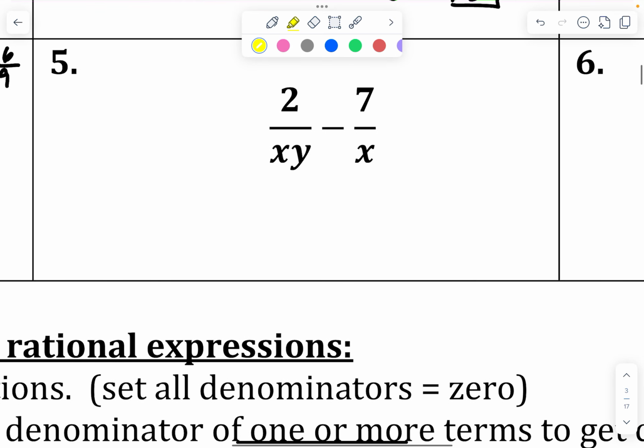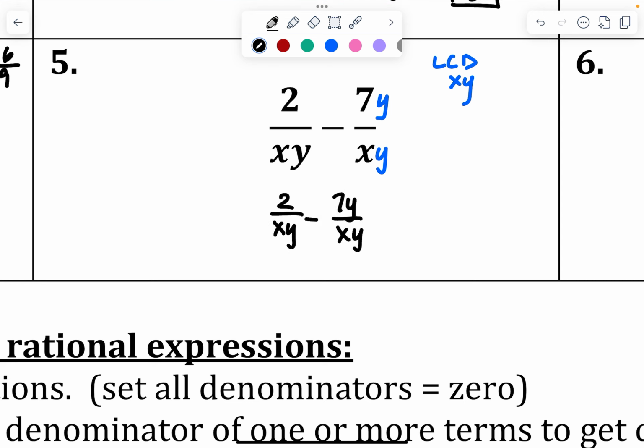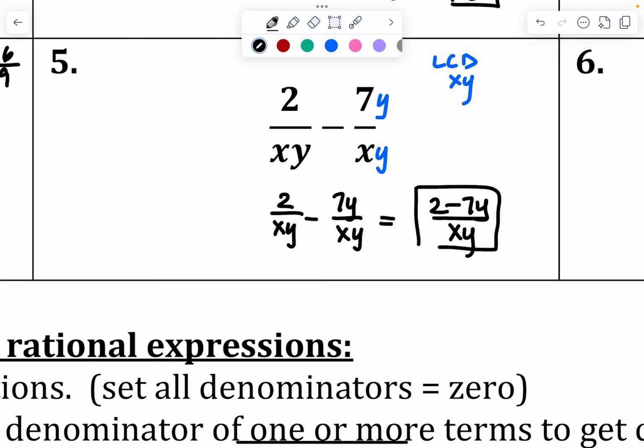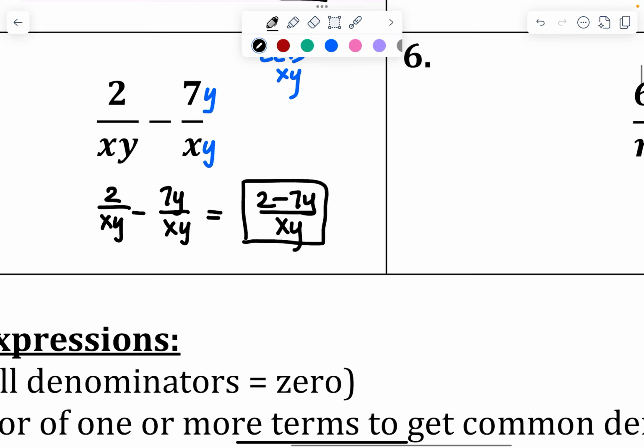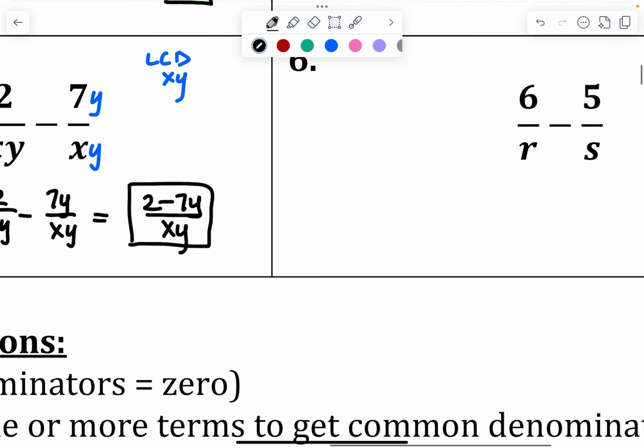Here, our LCD would be xy, and so we just need a y top and bottom for the second fraction. So 2/xy minus 7y/xy equals 2 minus 7y/xy. And in these cases, we can't simplify the numerators because we can't combine 7y and 2. Those aren't like terms.